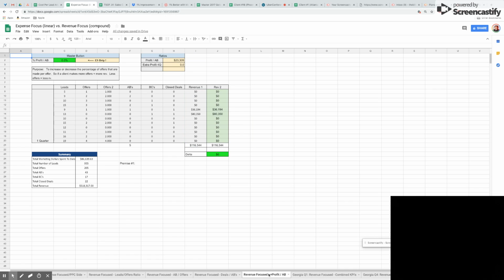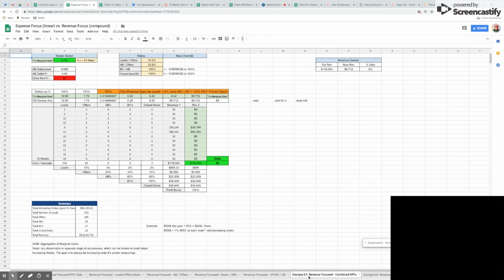Okay. Now this last page, this is revenue plus or minus profit divided by the AB. This looks a little confusing. I think this one is not even something I want to present. I don't think I finished this one. So let's skip that one.